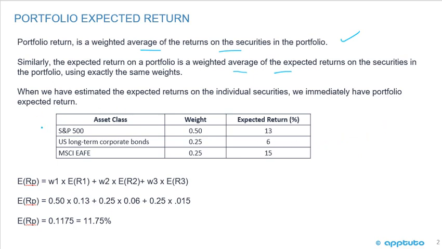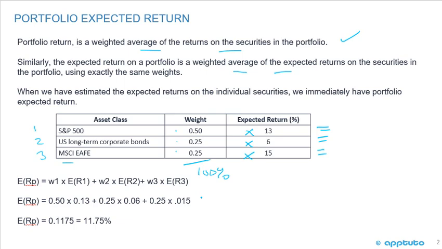So here's an example. We have three assets. One is the S&P 500, two is long-term corporate bonds, and three is the MSCI Europe, Asia, Far East, which is another stock index. And so we have our weightings here, 50%, 25%, and 25%. Of course, that's going to add up to 100%. And then we have our expected returns, 13% expected return on the S&P 500, 6% return on the U.S. long-term bonds, and 15% on the MSCI Europe, Asia, Far East.